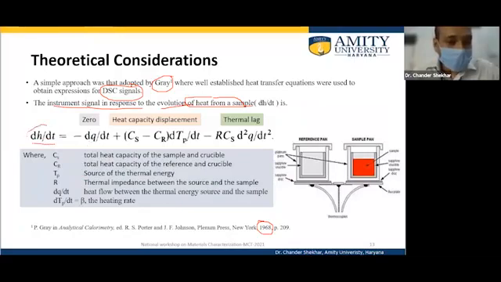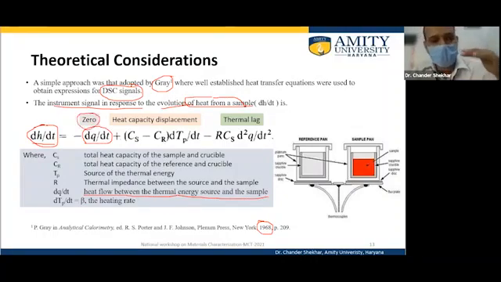So this is the thermal energy flow rate, the heat flow between the thermal energy source and sample. Initially, between source and sample, it's considered zero in equilibrium, and it depends upon the heat capacity of the sample and reference. Then dP by dt is beta, which is the heating rate, that is also constant. This determines the heat capacity displacement. We'll see it in the slides to come.